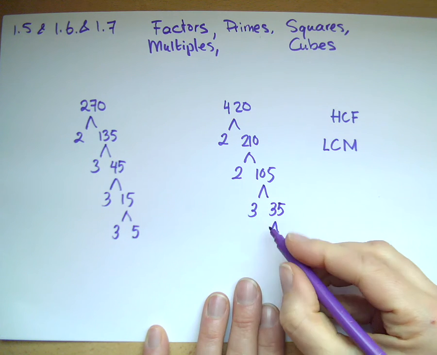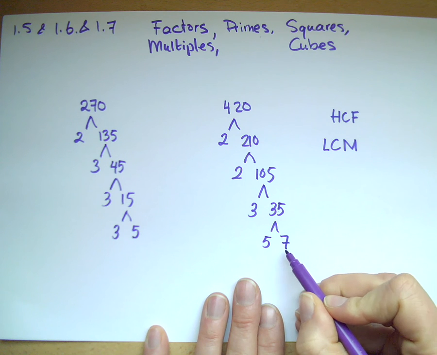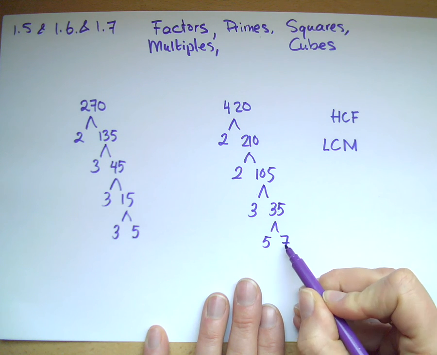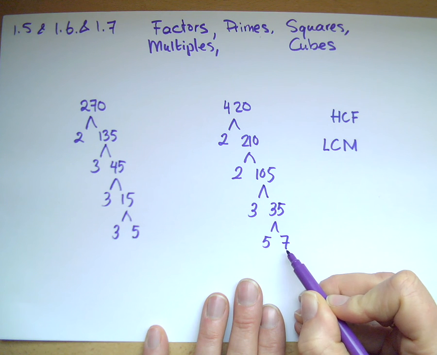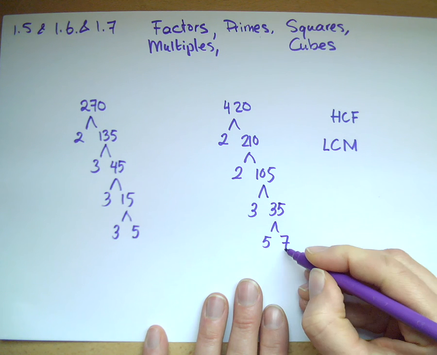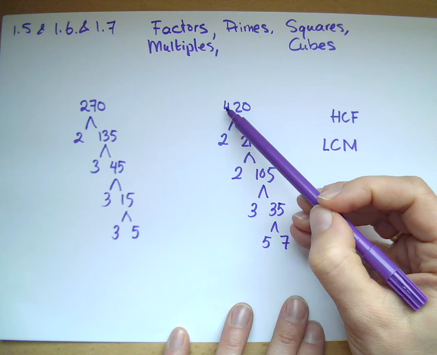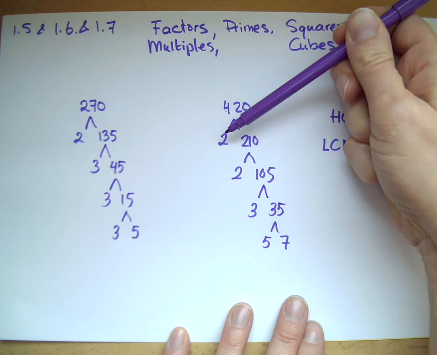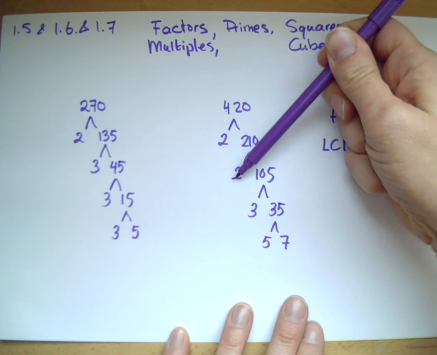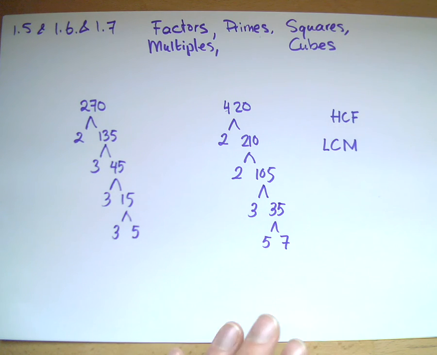Next prime number is 5. 5 goes in 7 times, and we're done because 7 is a prime number. We can't divide a prime number. We can't factor out any other factors, right? That's the definition of a prime number, it's only divisible by 1 and itself. Okay, so 420 could be expressed by saying 2 times 2 times 3 times 5 times 7 is 420.